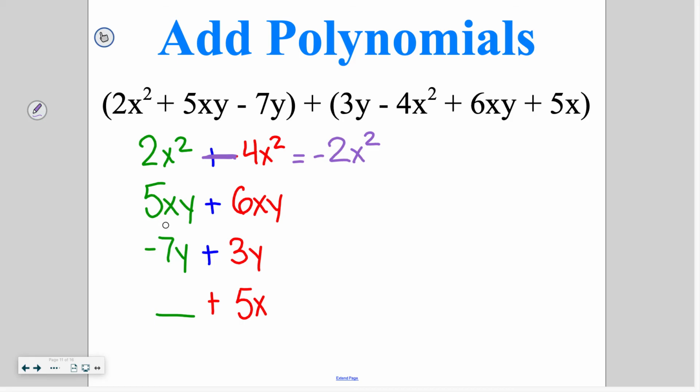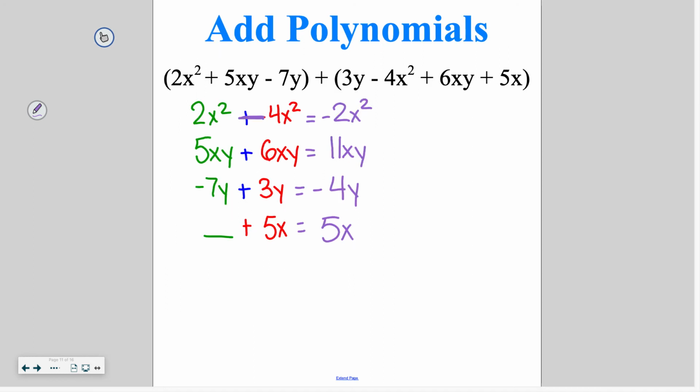Then I've got 5xy plus 6xy, which is going to give me 11xy. Then I've got negative 7y plus 3y, which is going to give me a negative 4y. And then I have nothing plus 5x, which is going to give me 5x.